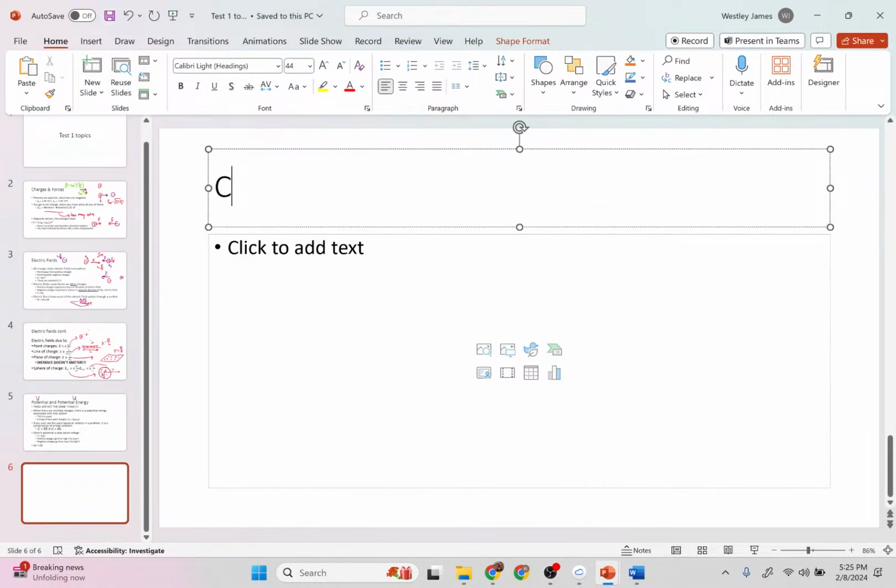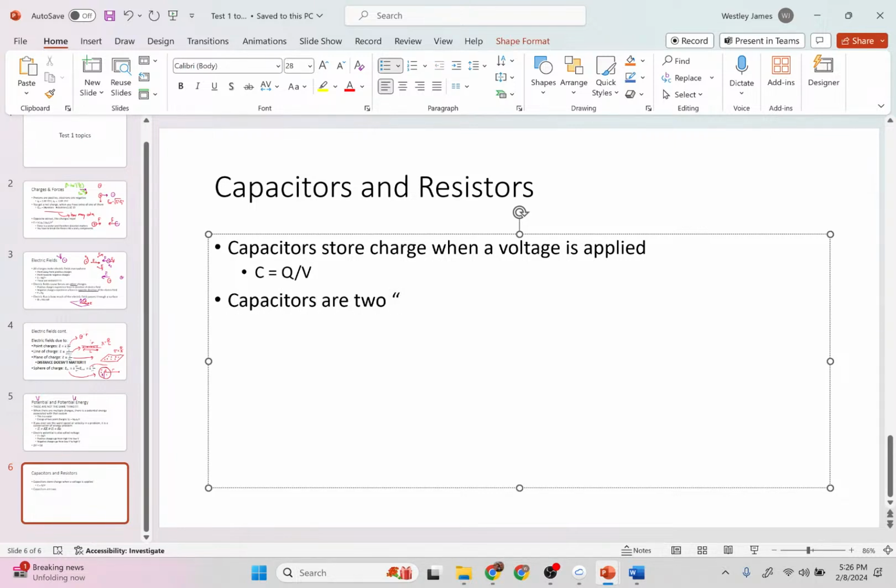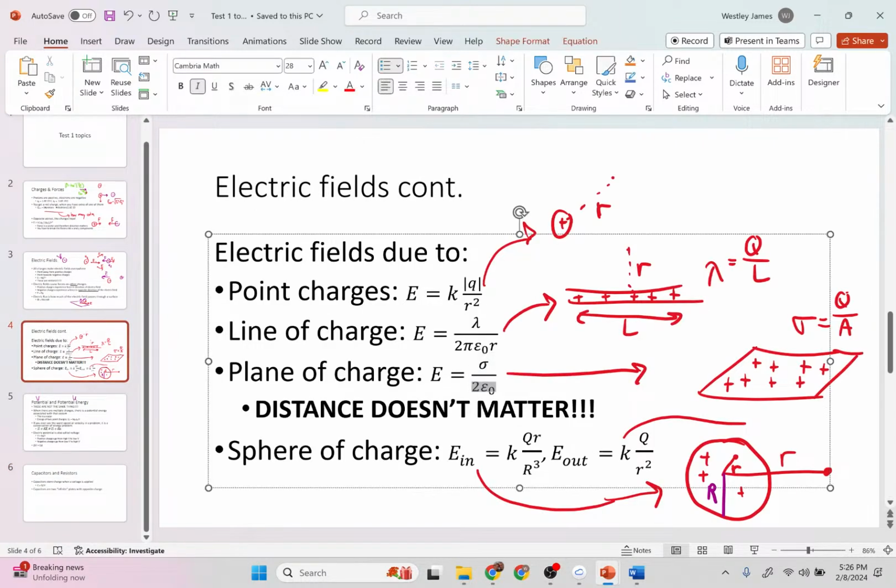All right, capacitors and resistors. Capacitors store charge when a voltage is applied. So C equals Q over V. They're literally like buckets for charge, but they're two parallel plates. Capacitors are two infinite plates with opposite charge. So we get that equation. We get the same equation.